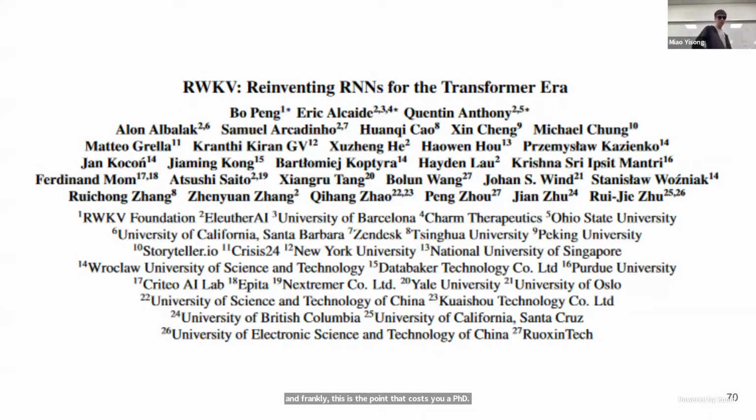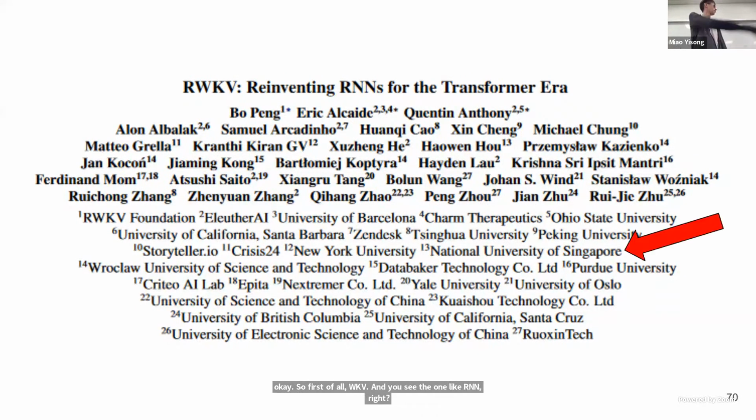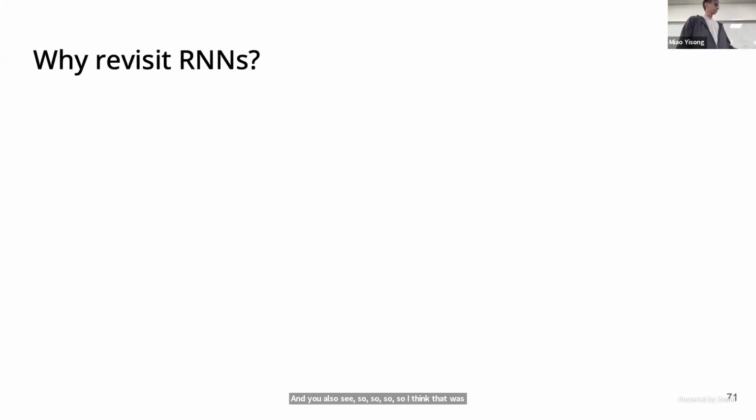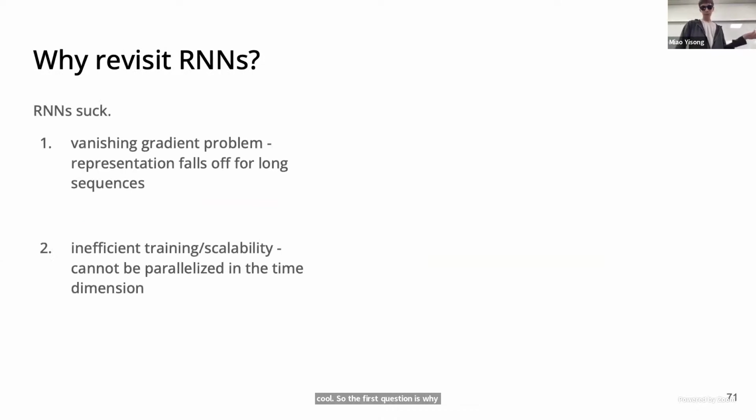So first was RWKV. And you see the word RNN, right? Aren't RNNs obsolete? And you also see NUS. So someone from NUS also did this. So I think that was pretty cool. So the first question is, why would we ever revisit RNNs after we have transformers? RNNs kind of suck. So the first problem with RNNs was the vanishing gradient one, which was mentioned previously.